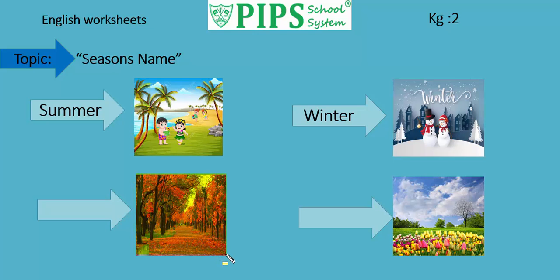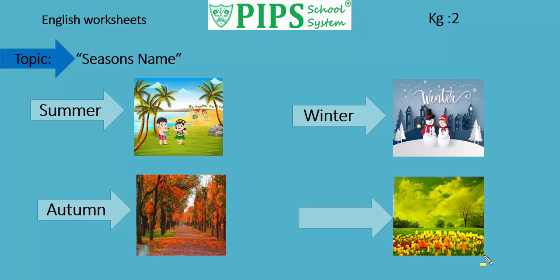The next picture is autumn. Autumn is the season when trees shed their leaves and the climate is pleasant. So here we will write the spelling of autumn like this. AUTUMN, autumn. Students, read with me. AUTUMN, autumn.